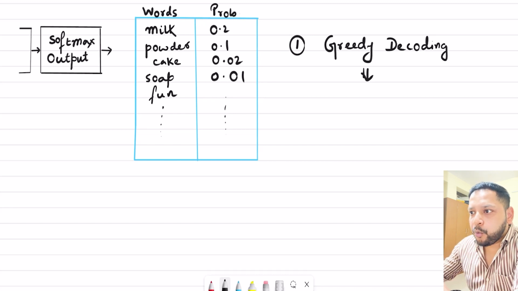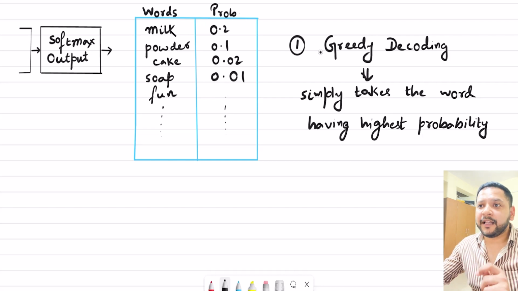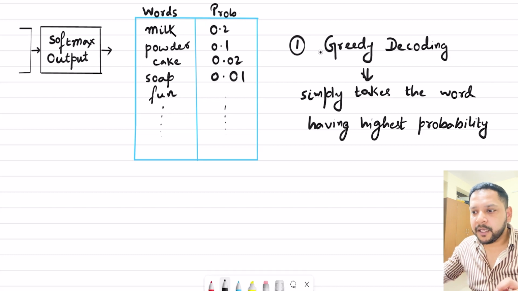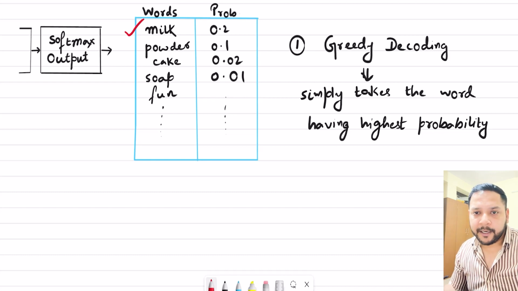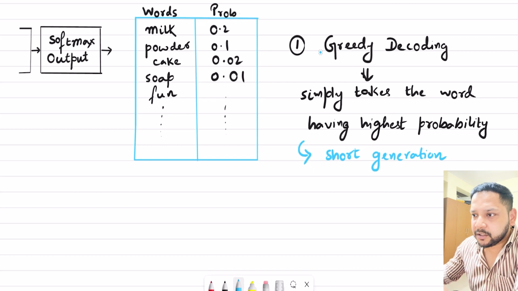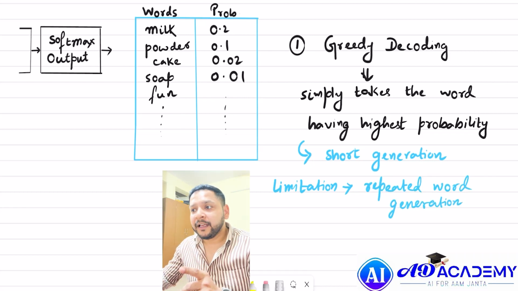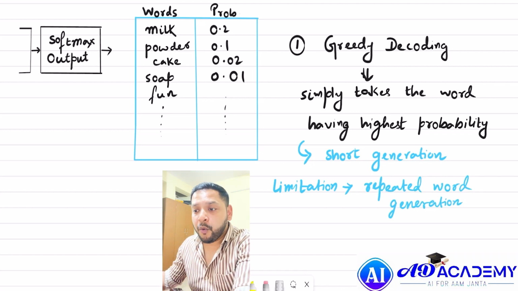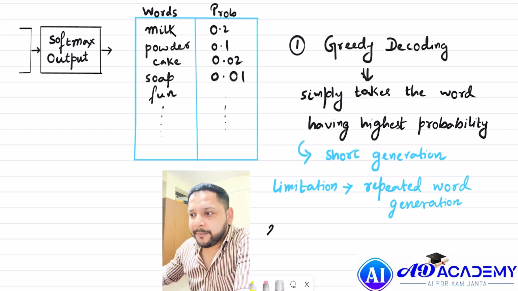It simply takes the word which has the highest probability. So in this example, the next word prediction will be milk because it has the highest probability, 0.2. So the next word milk will be predicted. This technique is used for short predictions or short generations. This technique has some limitations: this method is susceptible to repeated word generation. To avoid this limitation, that is repetition of word generation, we use another method which is called random sampling.